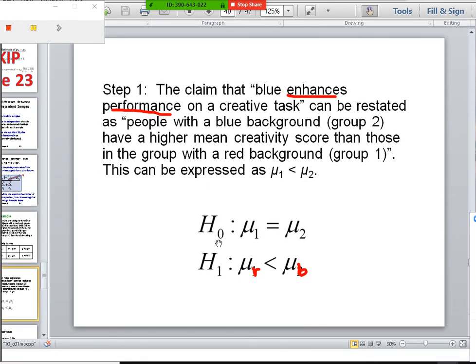All right, so since we're claiming blue enhances, we're saying that the red is less than the blue. The mean of the reds is less than the mean of the blues. That's my claim. H naught is always equals, so H1 becomes my claim, since my claim is less than. That's my step one. You should be writing this down. H naught is this, H1 is that. And you can make these an R and a B if you want, or just make them a 1 and 2, just as long as they match up.